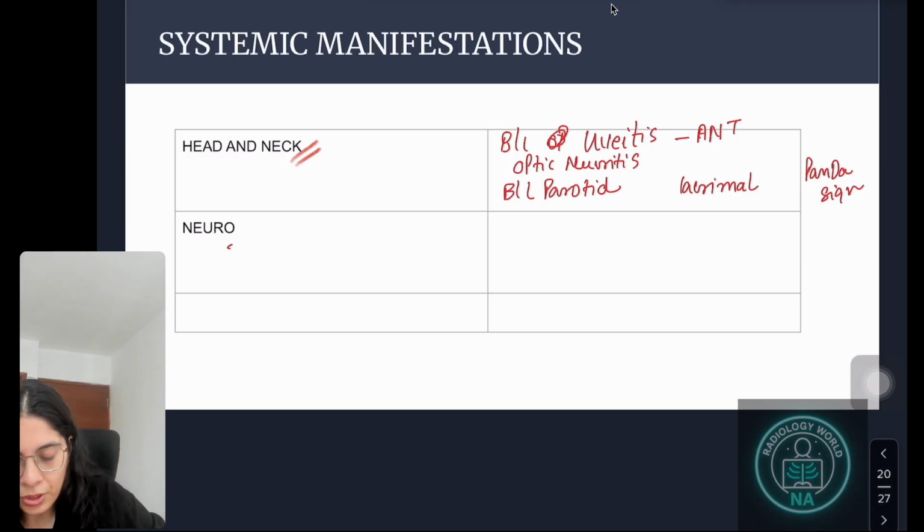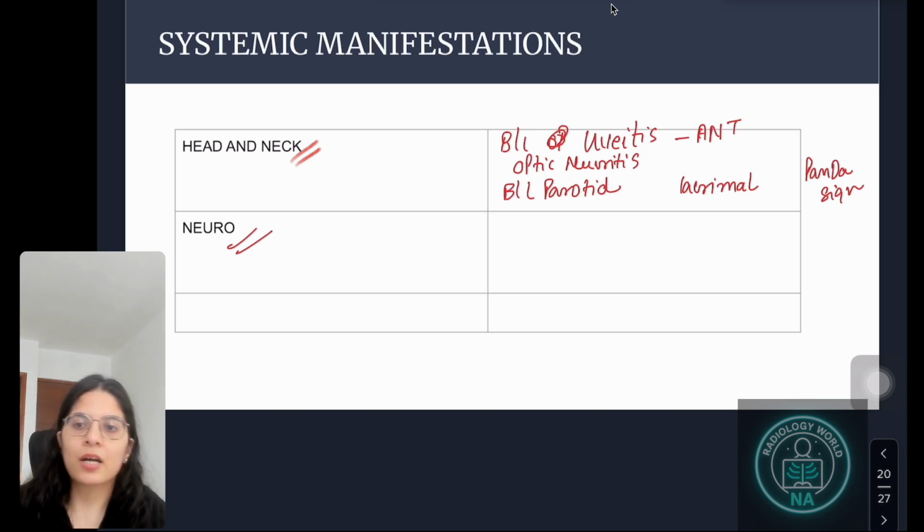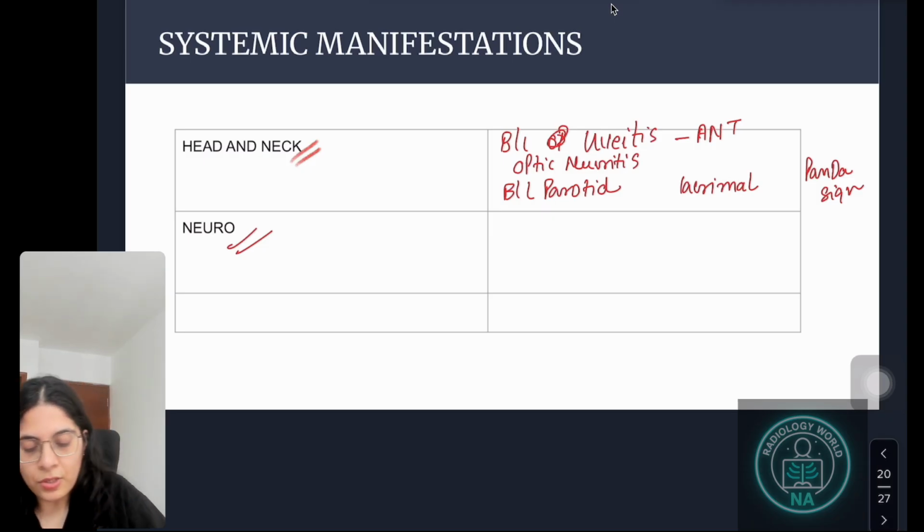In neuro, what you need to know is that it is very, very rare that it will reach the brain, but it can present. Basically sarcoidosis is a masquerader disease. When everything has been ruled out, we basically start thinking of sarcoidosis. So what happens is that there is pachymeningeal involvement.